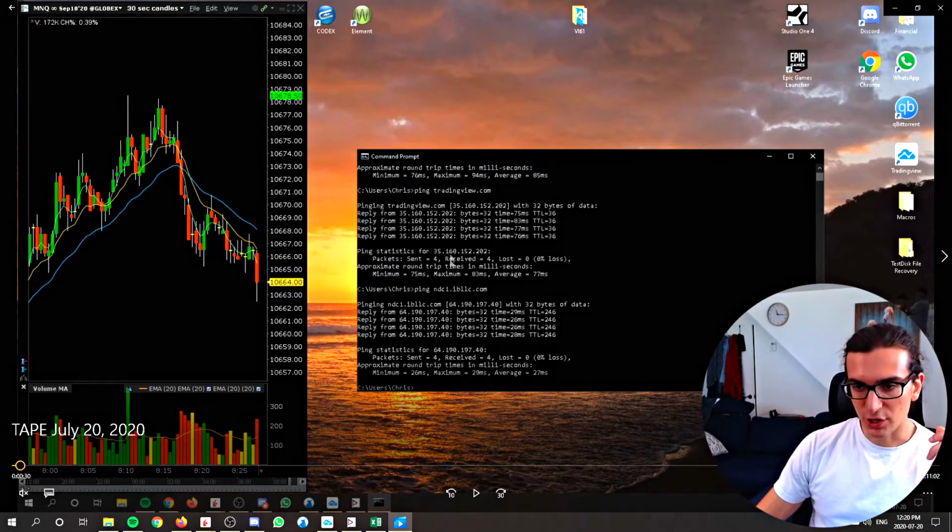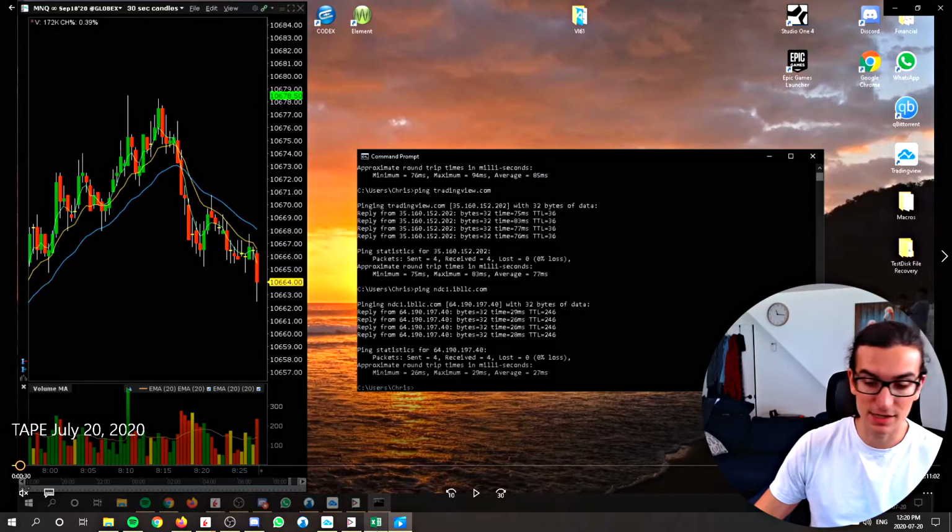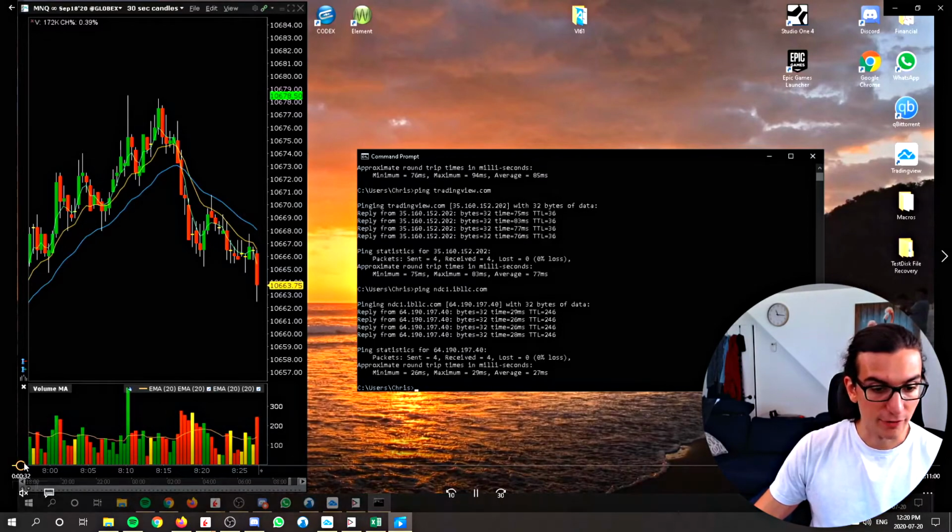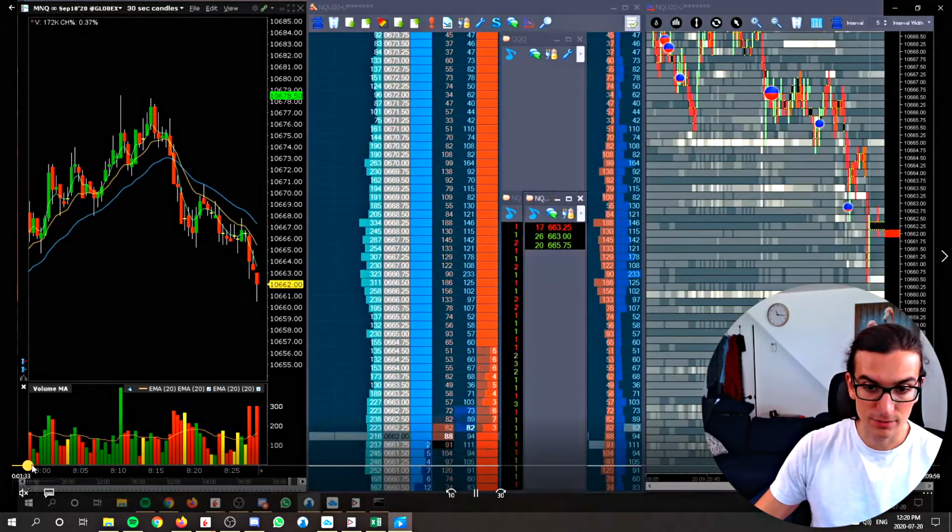Other than that, I noticed that TradingView is slower. There's more latency on tradingview.com, about 75 milliseconds versus around 30 for IB, and that's kind of why IB is generally faster.